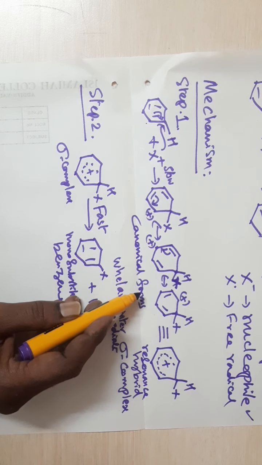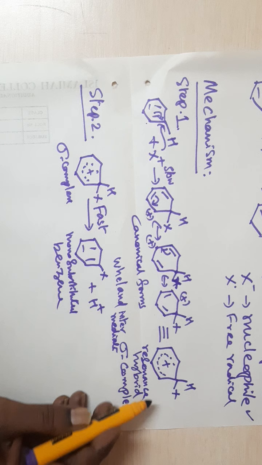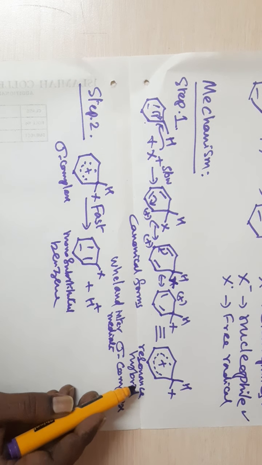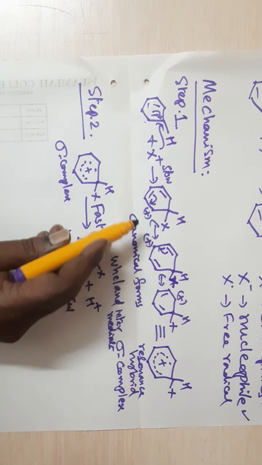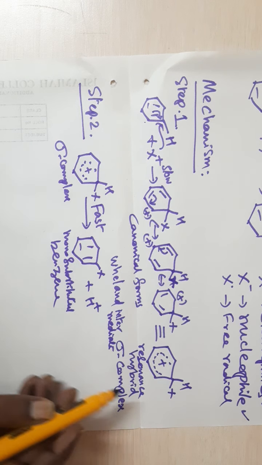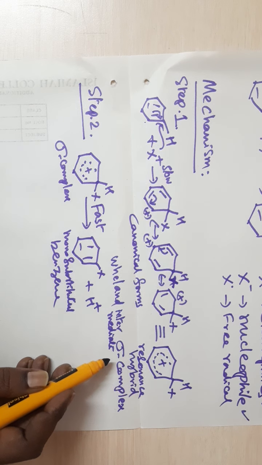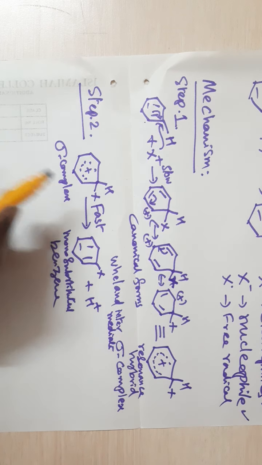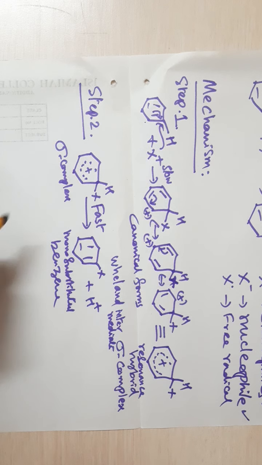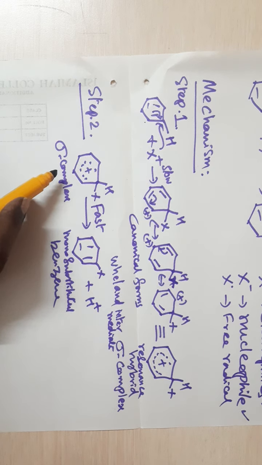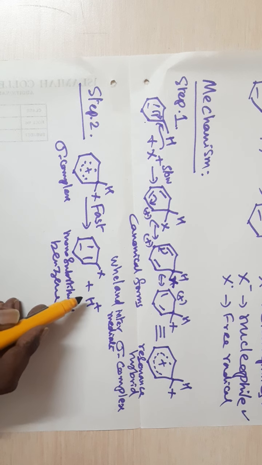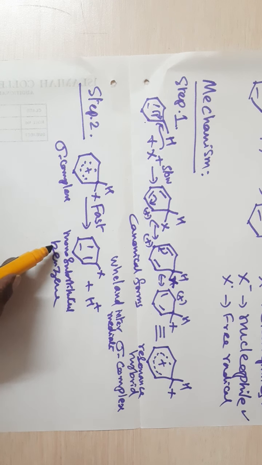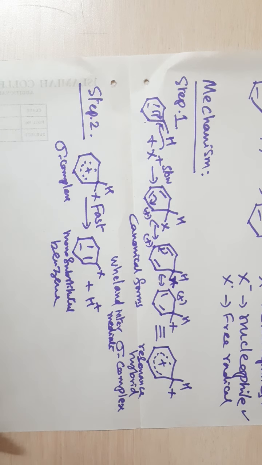And for these canonical forms or the resonance structures, we are able to draw the resonance hybrid. The resonance hybrid is nothing but the average of these 3 structures. So the resonance hybrid is called the sigma complex. It is also called by the name valent intermediate. In step 2, the valent intermediate or the sigma complex loses a proton. If it loses a proton, then we say mono-substituted benzene is obtained as a product.